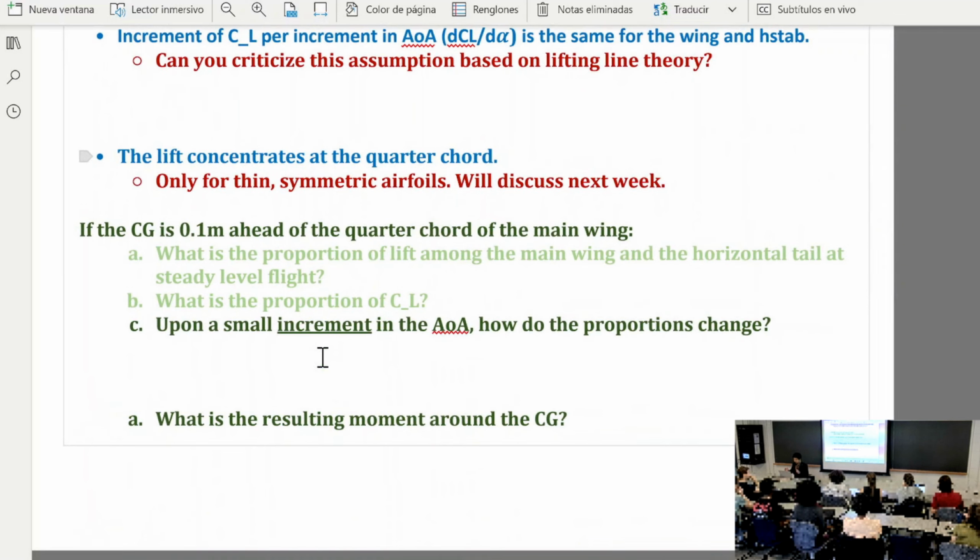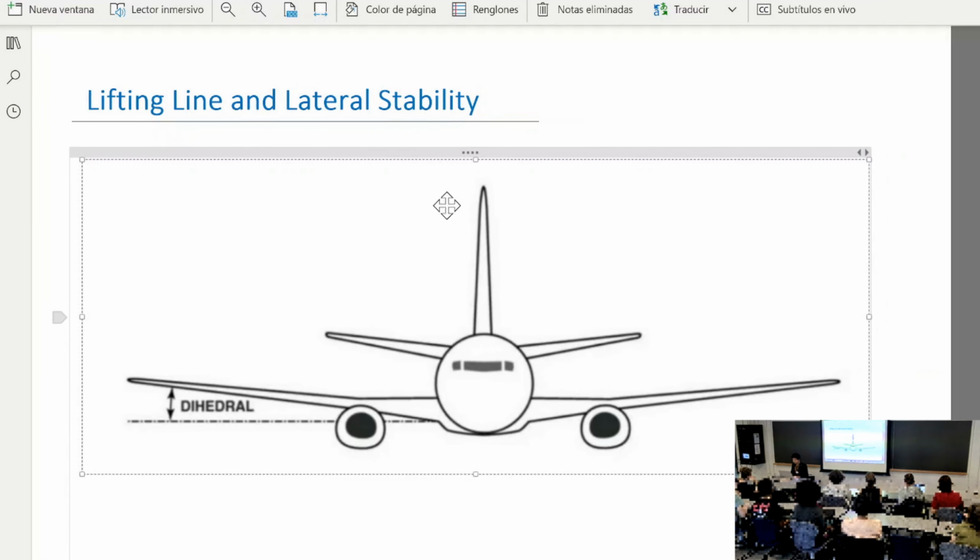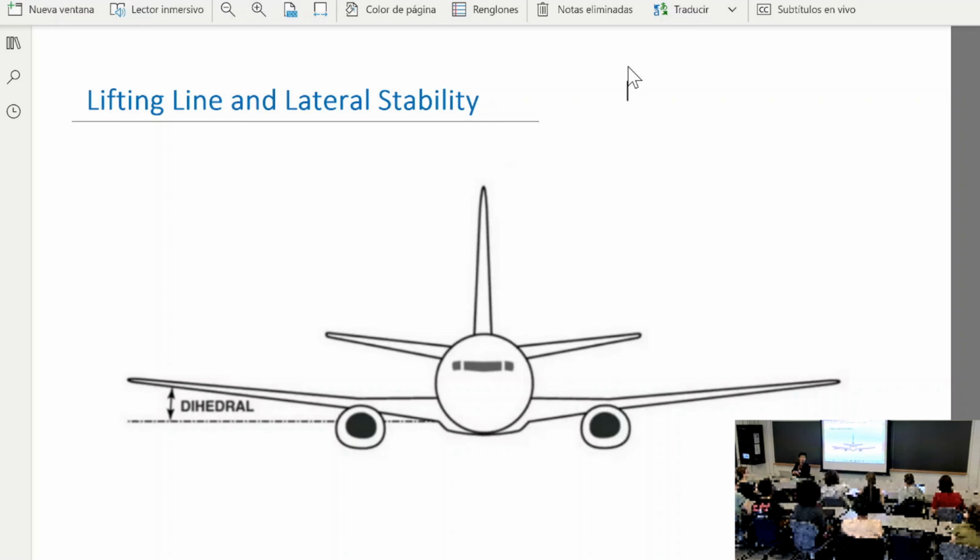All right, so we're going to skip all of these and just talk a little bit about not just longitudinal stability but also lateral stability. So lateral stability is also affected by lifting line theory. Just a brief introduction of what lateral stability is about: it is about when the airplane starts to bank. Is there a restorative moment that unbanks the airplane? Just like longitudinal stability is about whether, if the airplane is pitched up or down, there is a restorative force that pitches the airplane back.